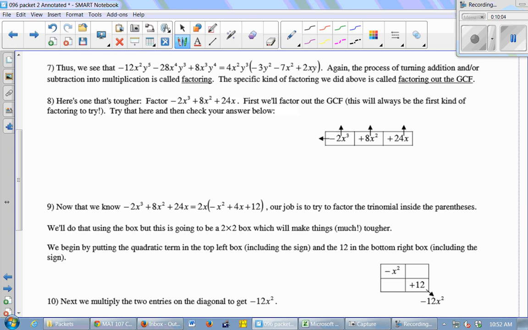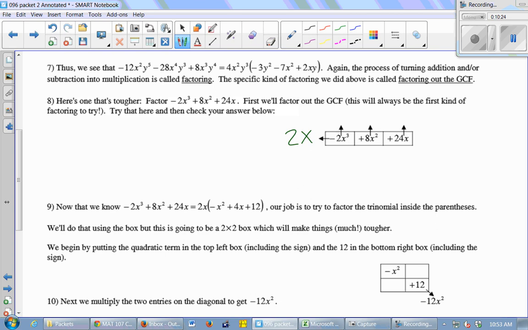So what number can go into 2, 8, and 24? 2. So I'll pull out a 2. And then what is my greatest common factor of x cubed, x squared, and x? X. And then that's all I have. There's no y's. So I'm pulling out a 2x here.